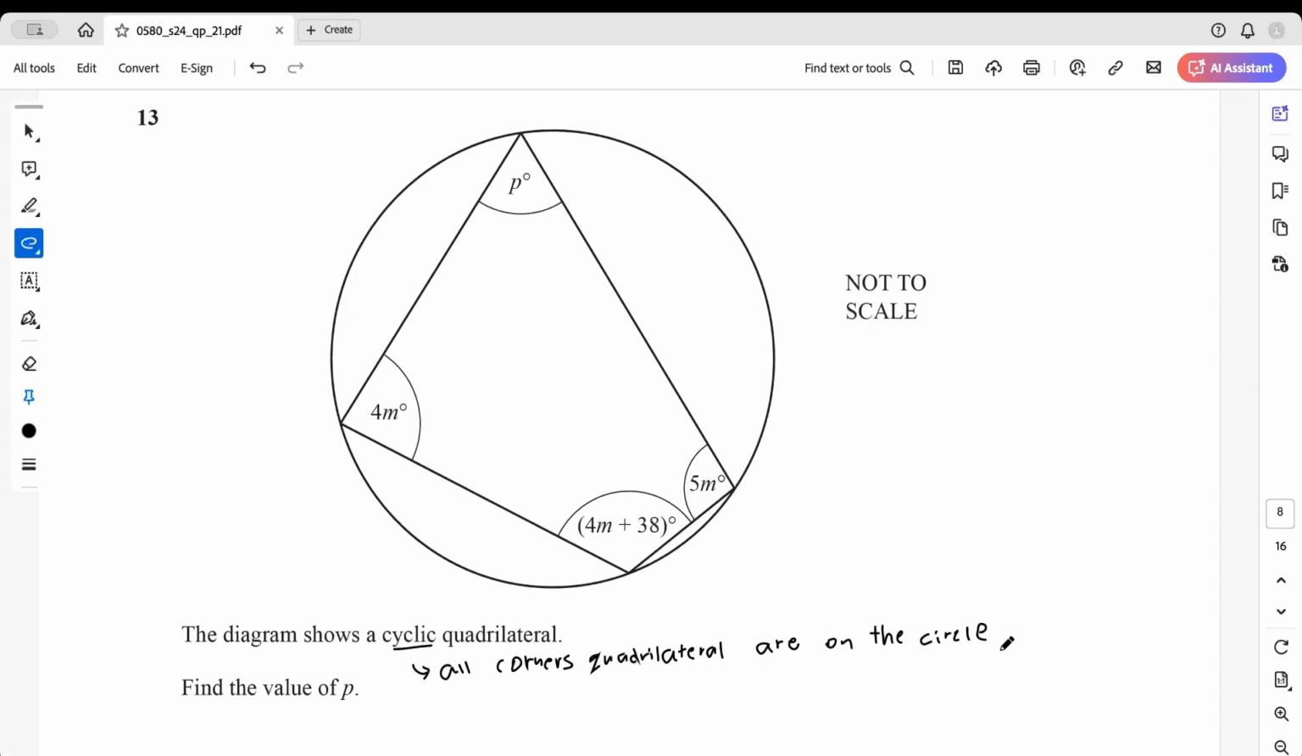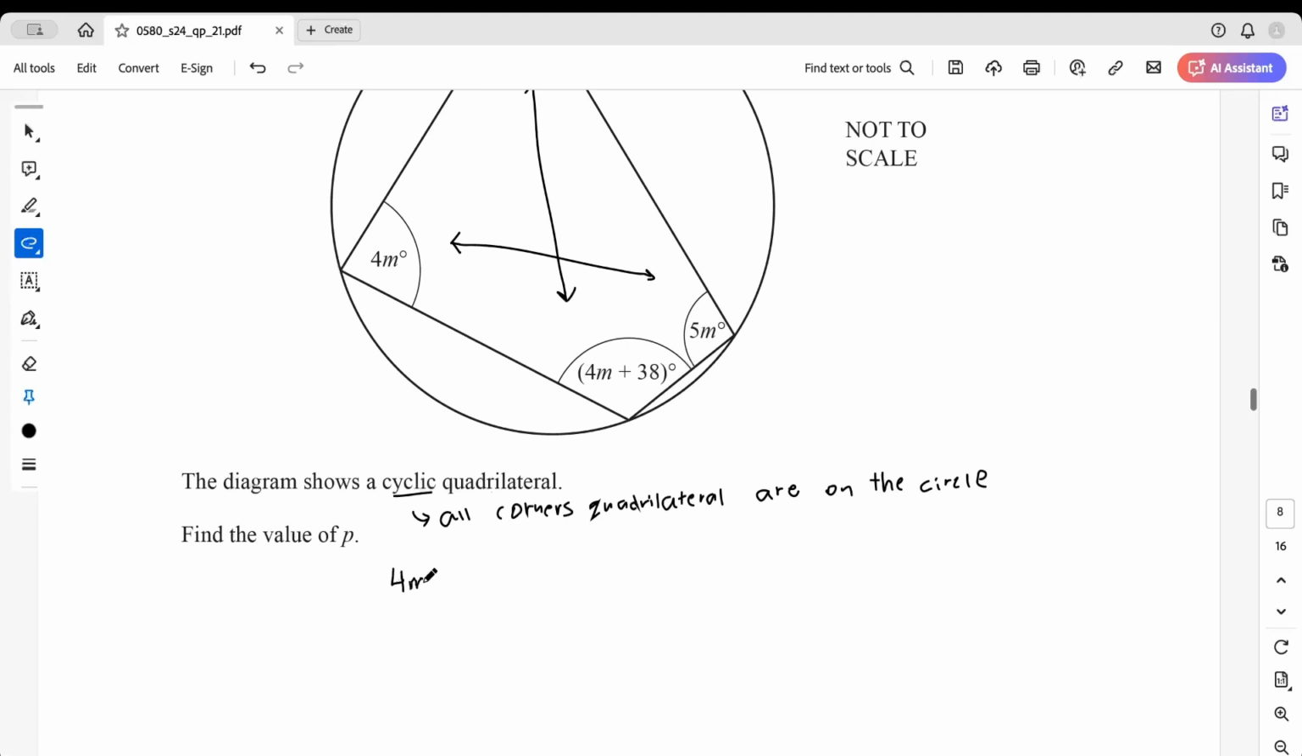Alright, so when we see a cyclic quadrilateral, a circle theorem tells us that opposite angles in a cyclic quadrilateral are supplementary. And all supplementary means is that they add up to 180. So over here, 4m and 5m add to 180. With this, we can find m, which is 20.